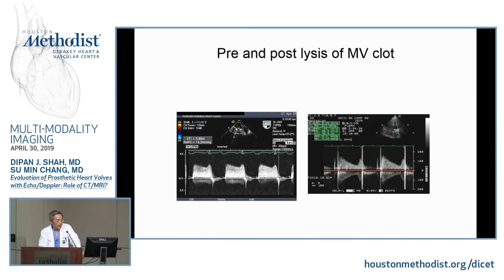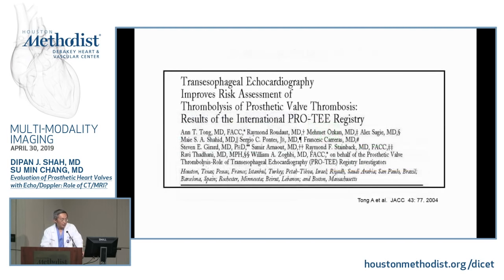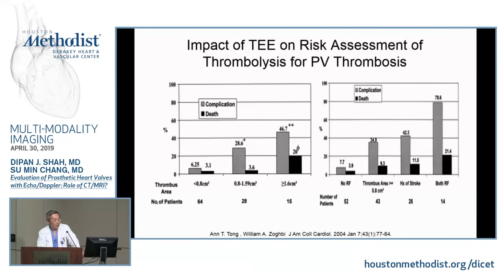Okay, so this is a case of a patient who got pre and post lysis of a mitral valve clot, and TEE does help us improve the assessment of thrombolytic therapy in patients with obstruction. Okay, so what do I mean by that? If you have a large thrombus burden, in this case more than 1.6, the risk of complication with thrombolytic is very high. You can imagine you have a large thrombus burden, you start breaking it up, and it's going to cause embolization.